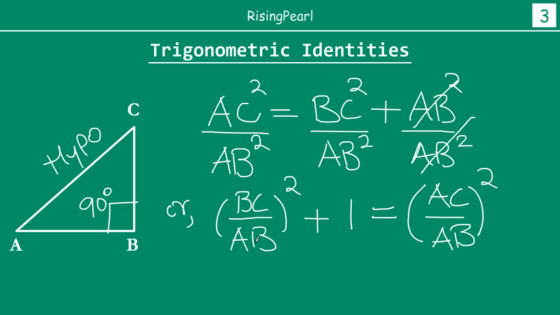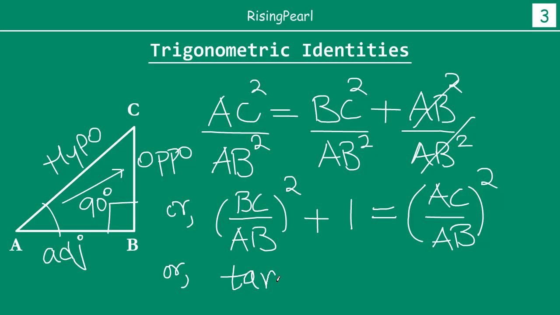Now BC by AB: for angle A, BC is the opposite side and AB is the adjacent side. So BC by AB, this ratio is really tan A, right? So this will basically become tan A whole square plus 1 equal to, now this is AC by AB.